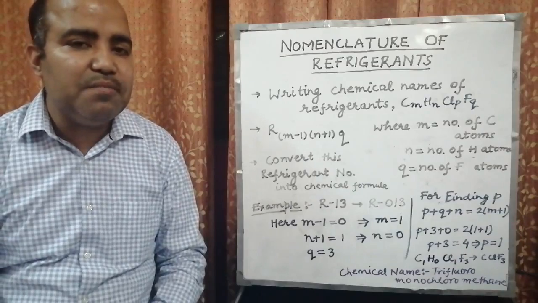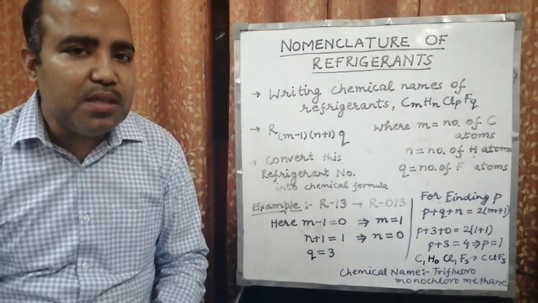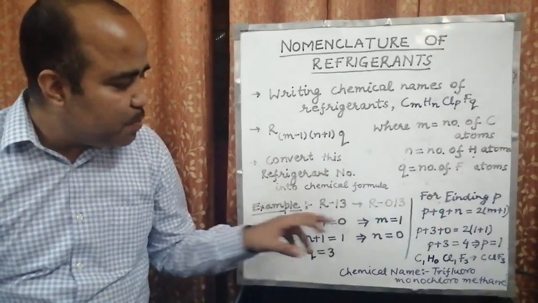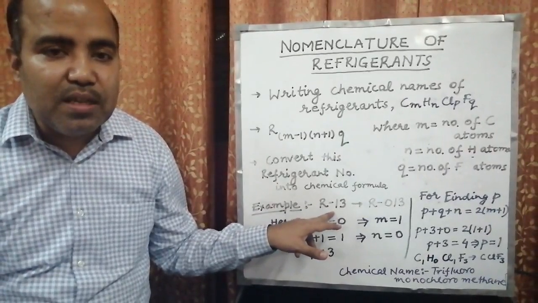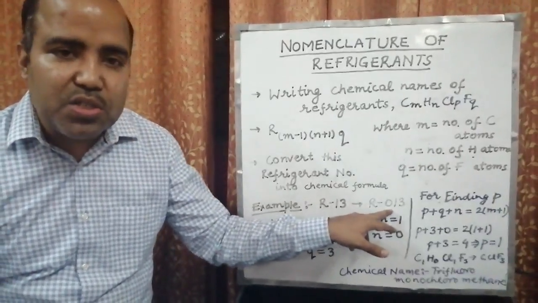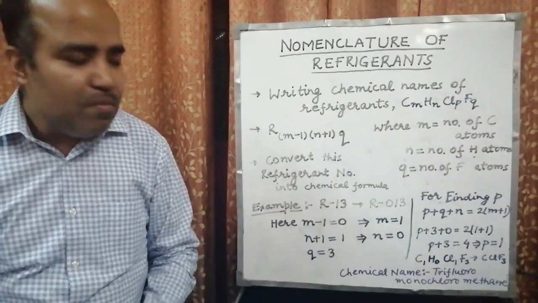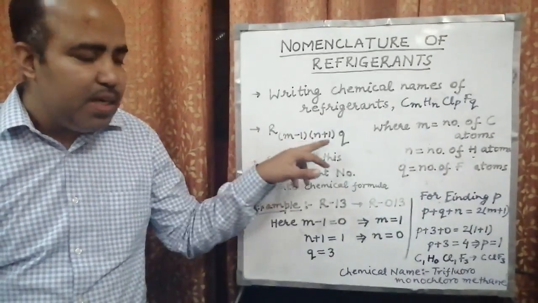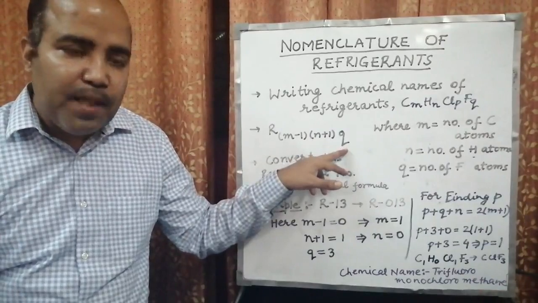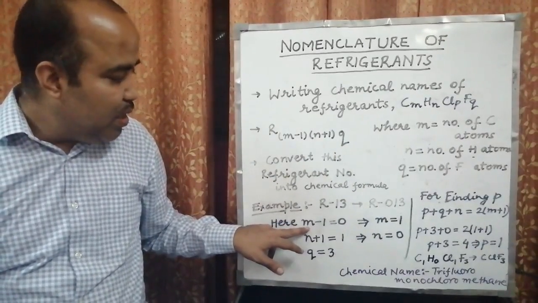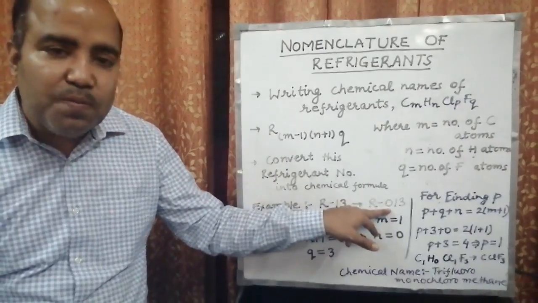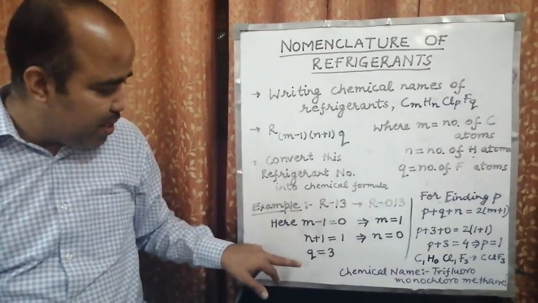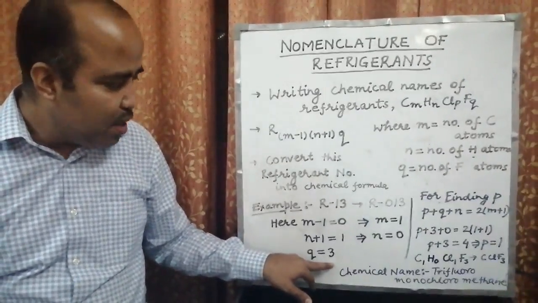For example, we have been given a refrigerant number, let us say R13. If nothing is specified in front of 13, then it will be taken as R013. Now R013, if we compare this with R, M minus 1, N plus 1 and Q, then from this we obtain M minus 1 is equal to 0, N plus 1 is equal to 1, and finally Q is equal to 3.